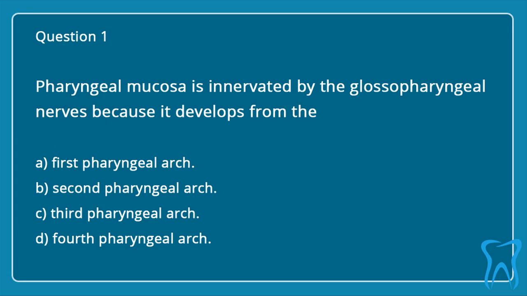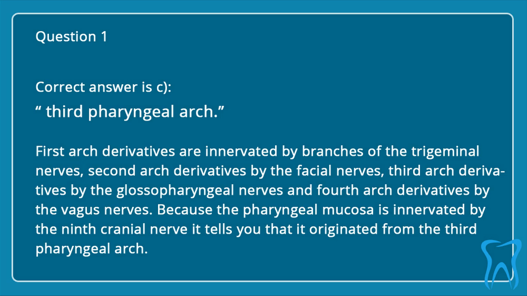Question 1. Pharyngeal mucosa is innervated by the glossopharyngeal nerves because it develops from the a. First pharyngeal arch, b. Second pharyngeal arch, c. Third pharyngeal arch, d. Fourth pharyngeal arch. Correct answer is C. Third pharyngeal arch.